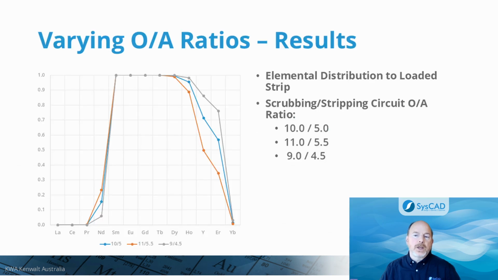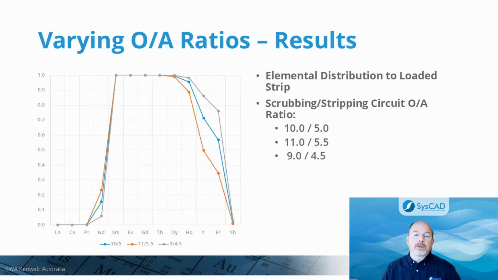Results of varying the O to A ratios are shown here. This plot indicates for each set of OA ratios and for each element, the fraction of that element reporting to the loaded strip solution. Because this loaded strip solution is the middle exit stream, examination of this stream provides insight into changes in elemental distribution of the raffinate and heavy strip also.